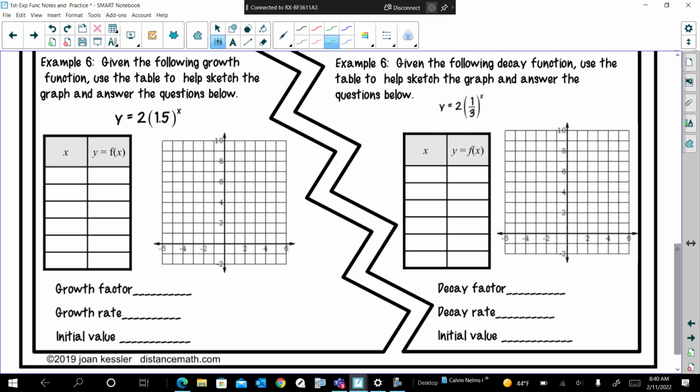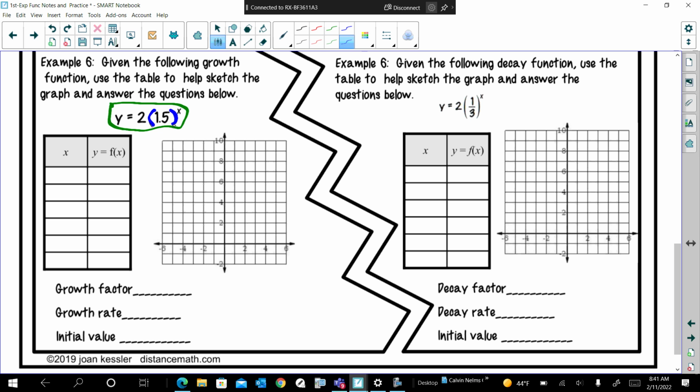So in example 6, based on this equation, would this be a growth or a decay? Yes, it is a growth because 1.5 is greater than 1. You have to pay attention to your parentheses. What's inside the parentheses determines growth or decay.